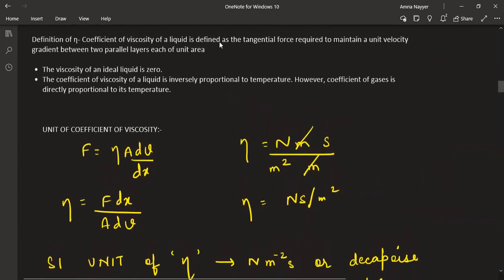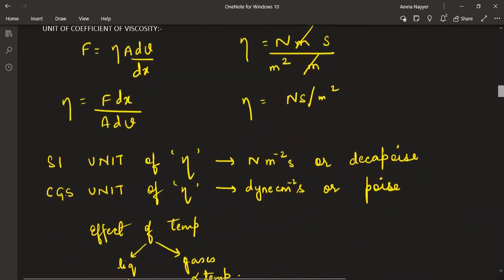See, coefficient of viscosity is this only. From the formula, F is equal to eta A dv over dx. If I write eta, eta will become F multiplied by dx divided by A dv. Now, if I put the unit of each of the terms: force is Newton, dx is length, meter, area meter square, velocity meter per second. So meter, meter gets cancelled. SI unit becomes Newton seconds per meter square.